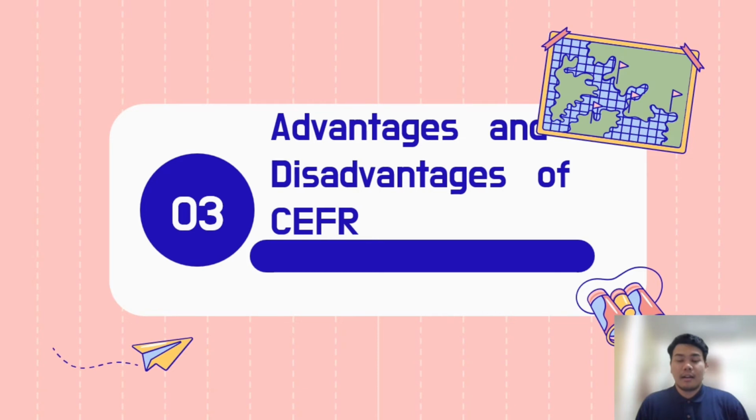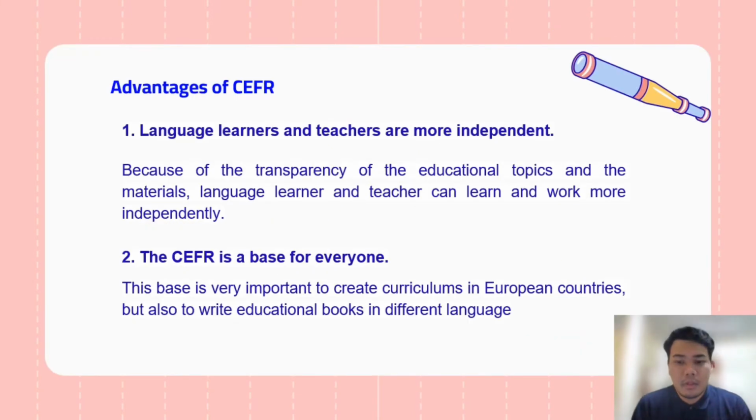Hi, my name is ZAINUDDIN. My matric number is 151313, and I'll be continuing with the advantages and disadvantages of CEFR, especially in primary school. Okay, let's go on.